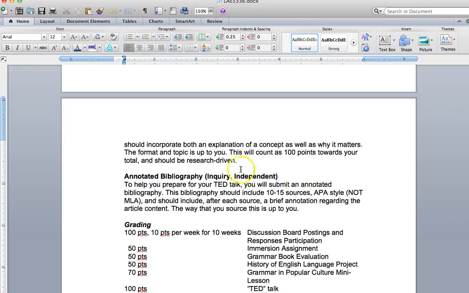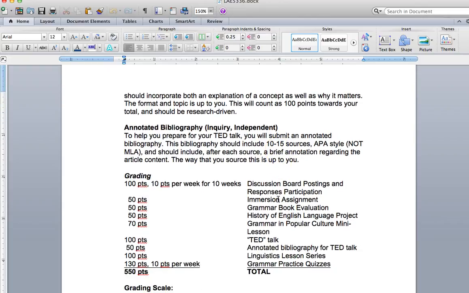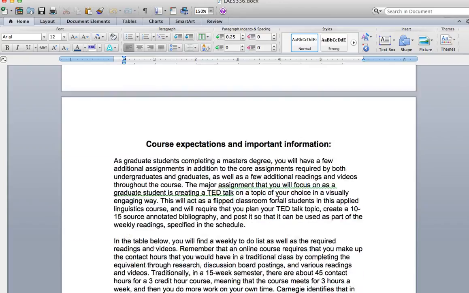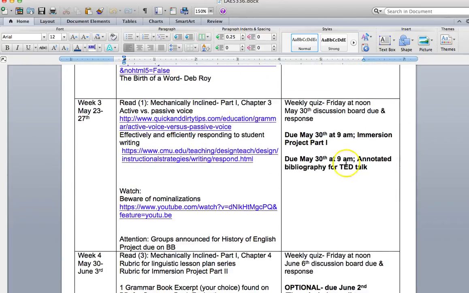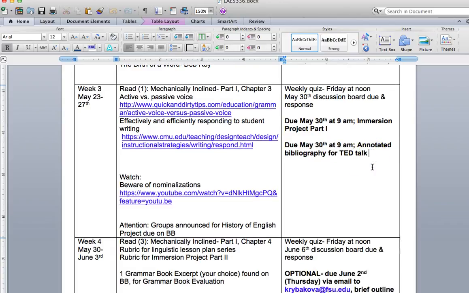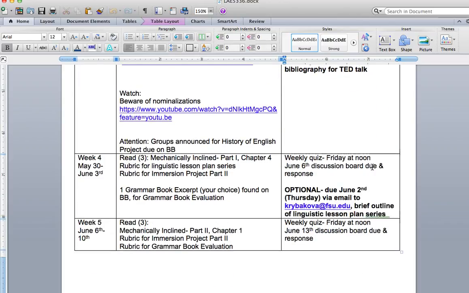Otherwise, you are going to include that annotated bibliography, and as part of it, give me an idea of what you're thinking for the general TED Talk. I'm going to scoot down to the course tables, and I'm going to show you when these are due. The annotated bibliography for the TED Talk is due May 30th at 9 a.m., and that will be due directly to me.